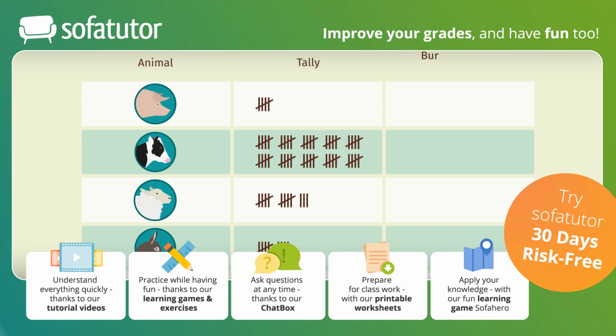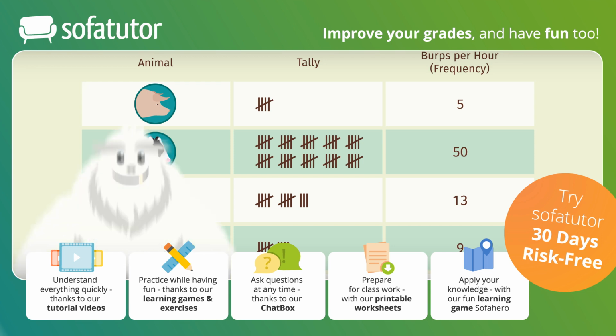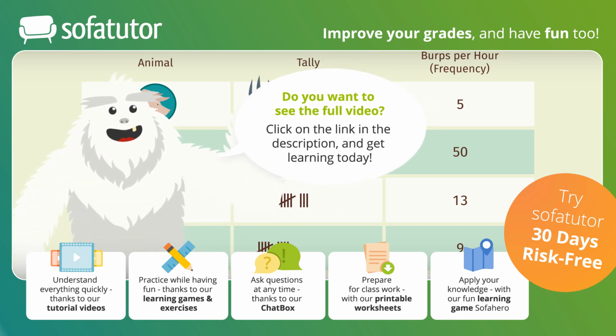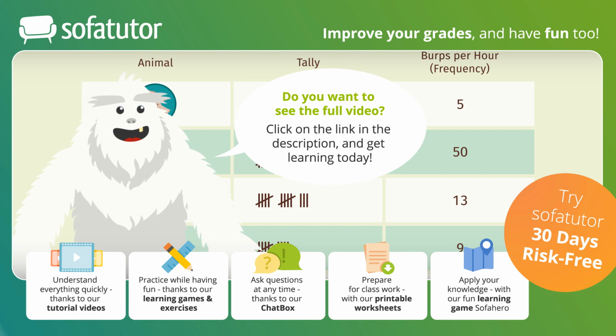The last column in the chart is the frequency, which represents the total number of burps per hour for each animal. Some frequency tables omit tally marks, but since Dharma uses the chart to track the burps, the tally marks are helpful to ensure an accurate count. It's important to title the chart and include headings for each column.